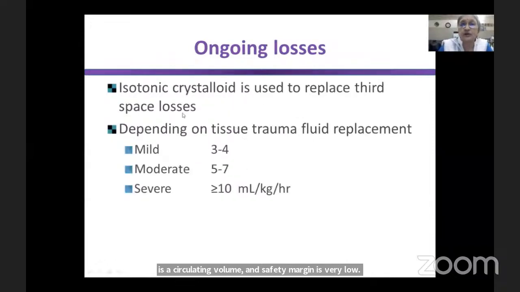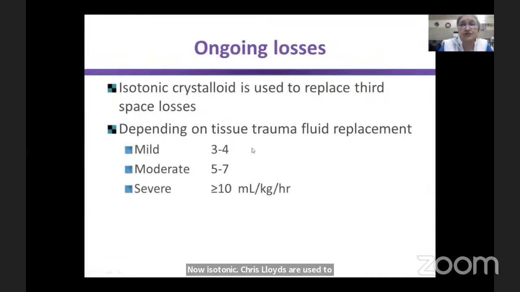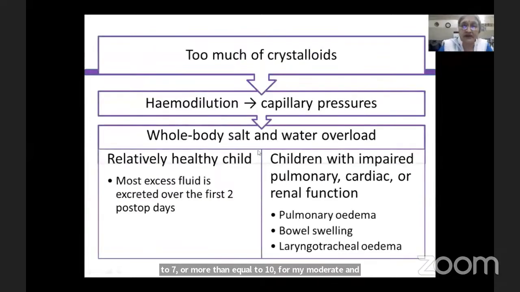Now, isotonic crystalloids are used to replace third space losses. Depending on the tissue trauma, we can give 3 to 4, 5 to 7, or more than or equal to 10 ml per kg per hour for mild, moderate, and severe trauma. If we give too much, then it will cause hemodilution, increased capillary pressure, and whole body salt and water overload.